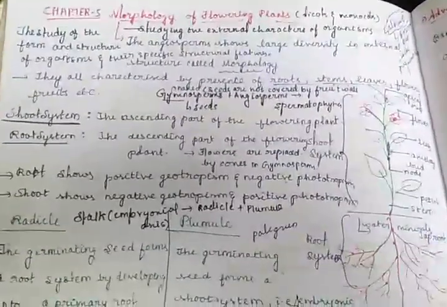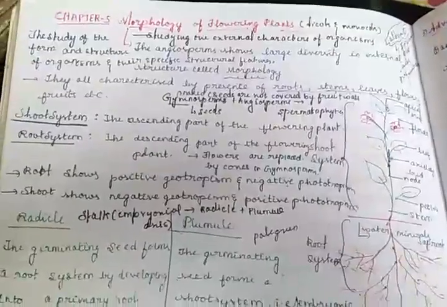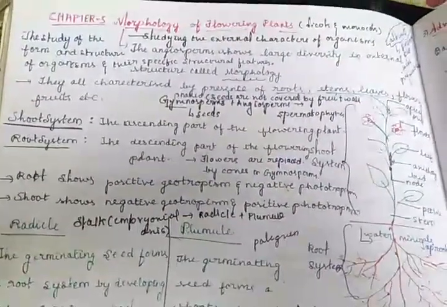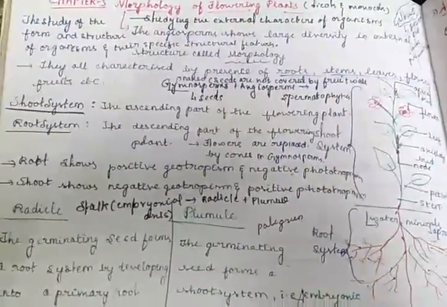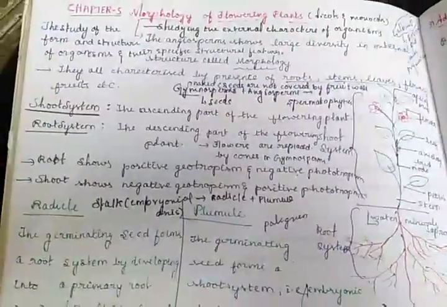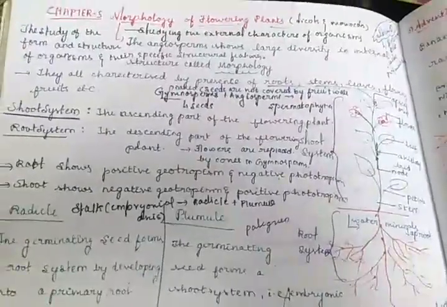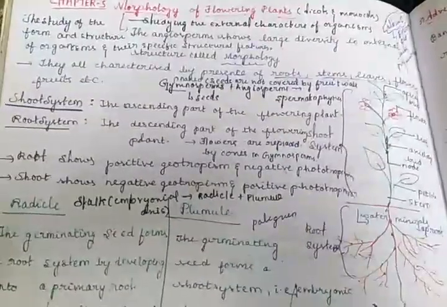I'm studying class 11. Today I'm going to tell you about botany, a new chapter: morphology of flowering plants. I will explain it in a very easy way in this video. I'm going to cover morphology of flowering plants up to modifications of root.